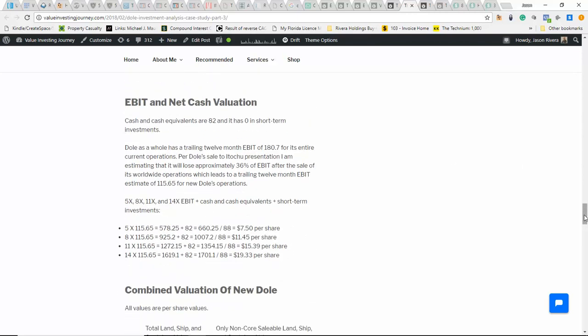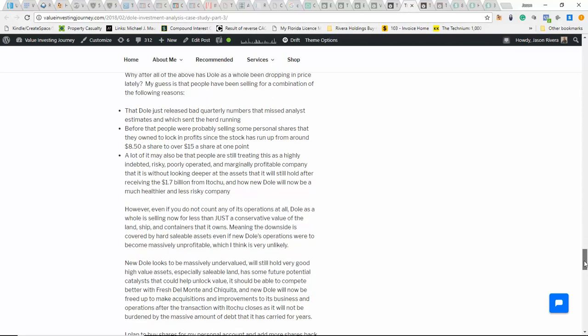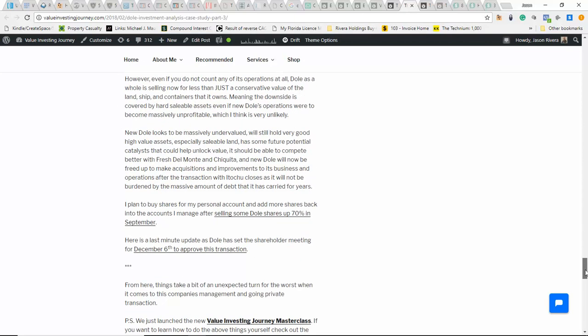Then we went on to valuations. You learn how to value companies several different ways. And that was pretty much it for this section.